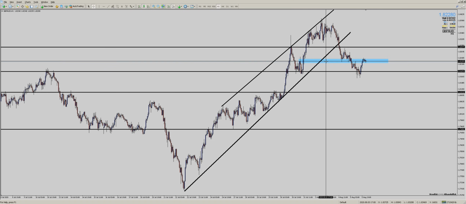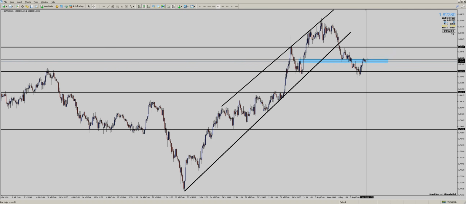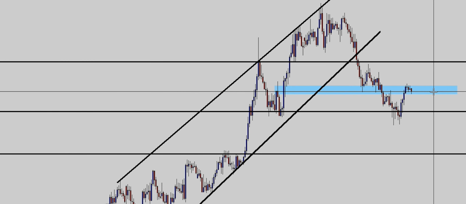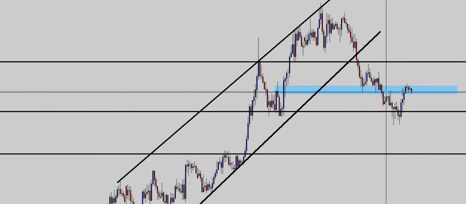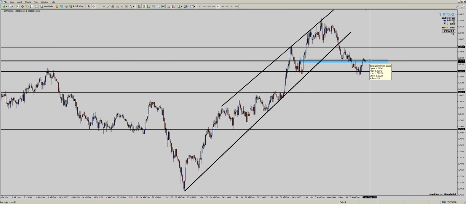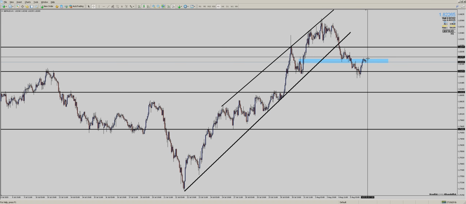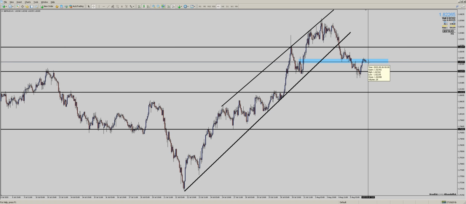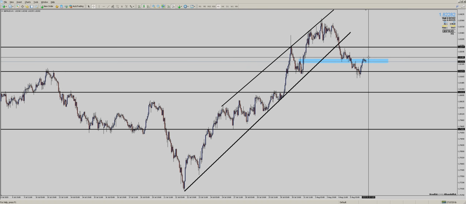So as you can see, price is currently struggling in this zone, this 1.82270 level. Now what that tells me is this: if price can't break above this zone, and when I say break above, this is what I mean. This is what we want. We want a candlestick, a bullish candlestick, to close above this blue zone. If a bullish candlestick closes above this blue zone, then that tells us it will start to push up.